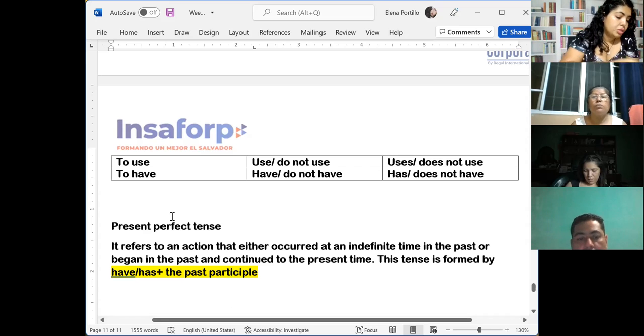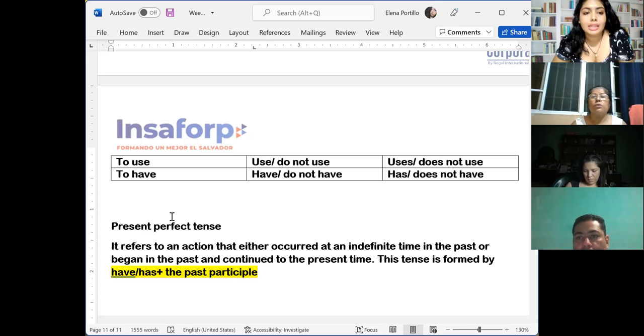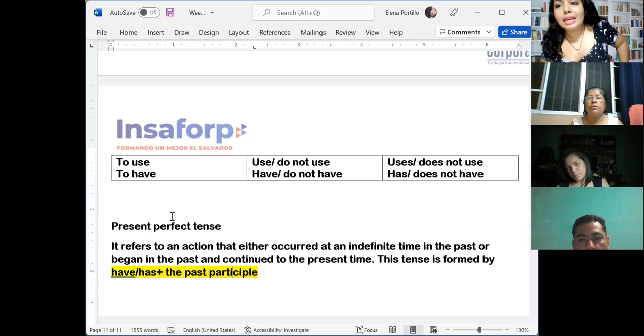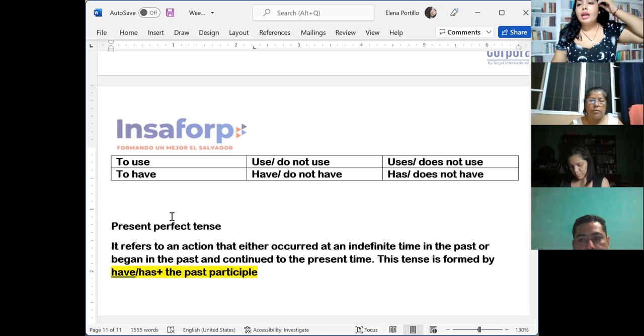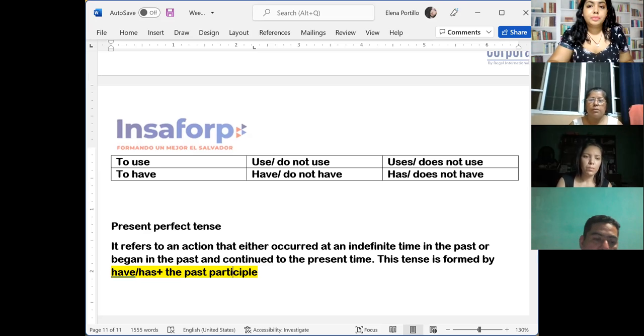So now we are going to end the session on this structure, and we are going to end this topic of the verb tenses tomorrow, and we are going to continue with the other topic that we are going to develop this week. So we are going to end this session here.